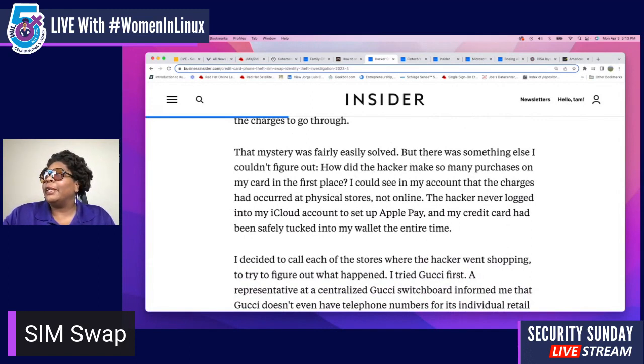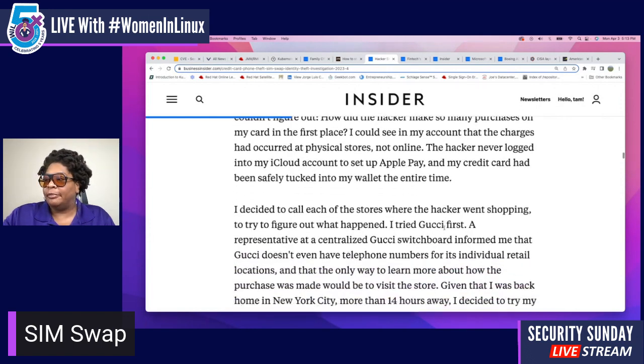The mystery was fairly easy to solve, but there was something else I couldn't figure out. How did the hacker make so many purchases on my card in the first place? I could see in my account that the charges had occurred at physical stores, not online. The hacker never logged into my iCloud account to set up Apple Pay, and my credit card had been safely tucked into my wallet the entire time.